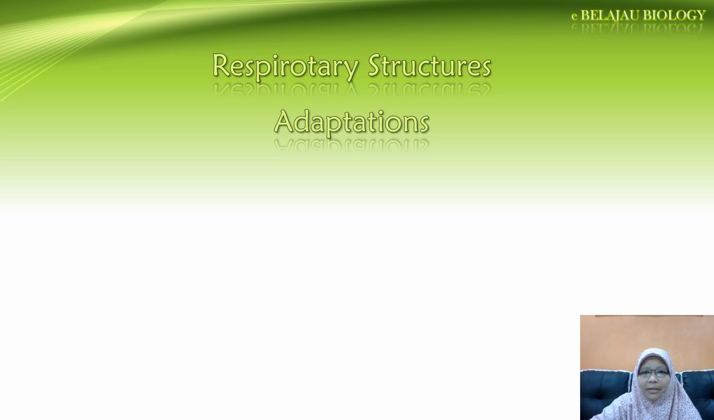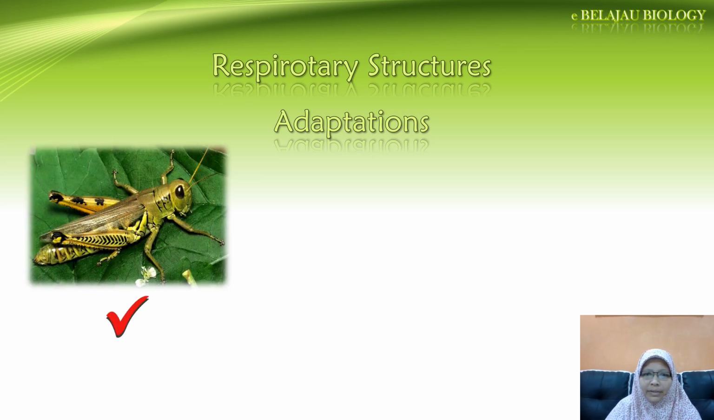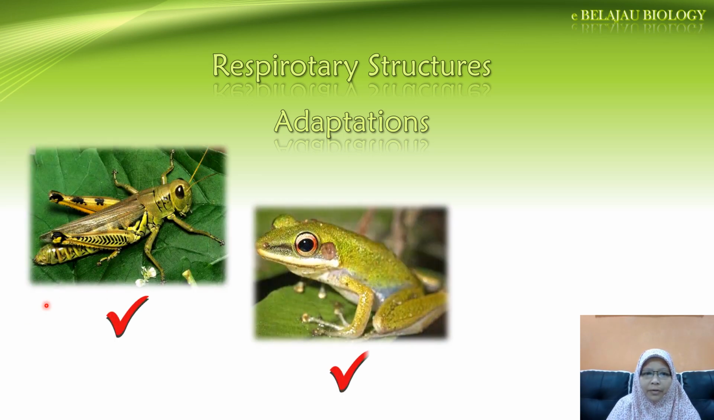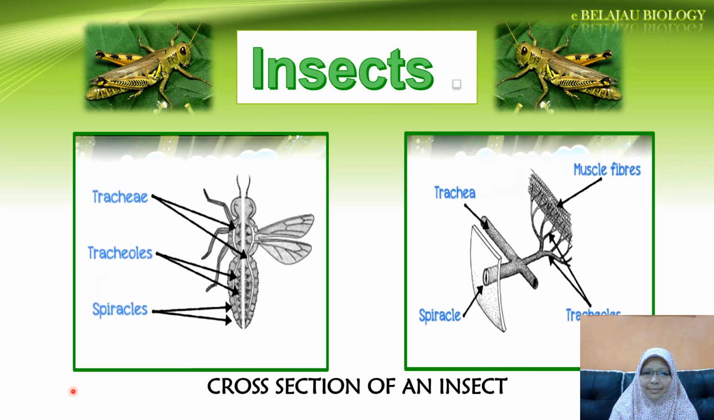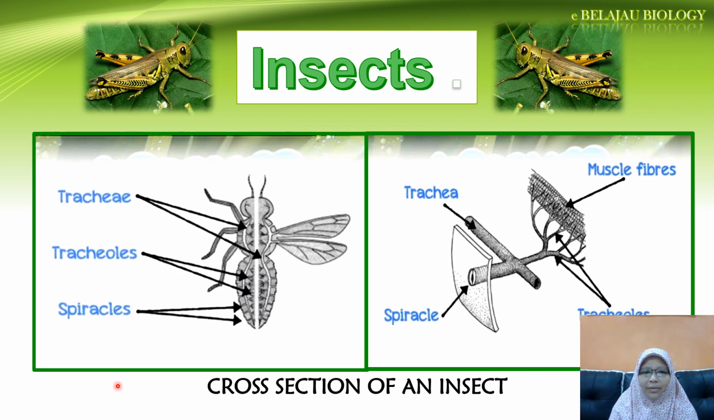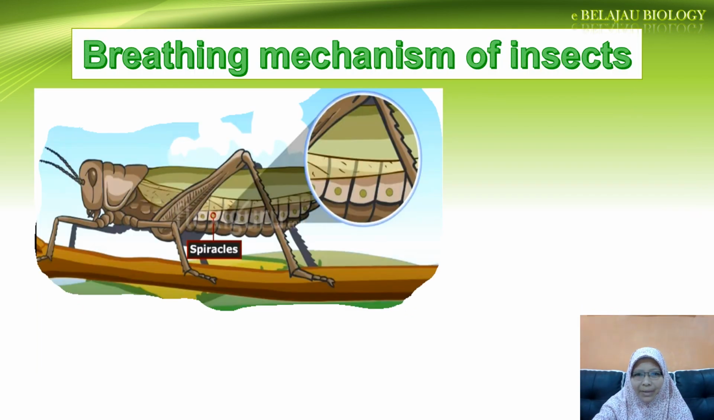In the previous lesson, you have already learned about the respiratory structures and adaptations for grasshopper, that is insect, frogs, and fish. As you know, this is the cross-section of an insect. So let us look closer at the breathing mechanism of an insect.